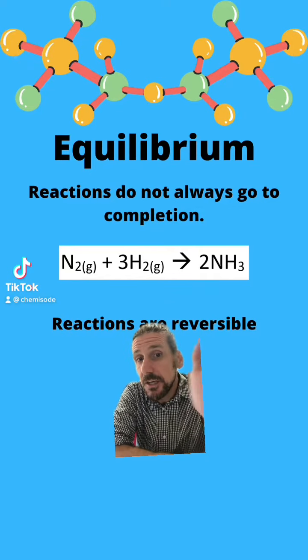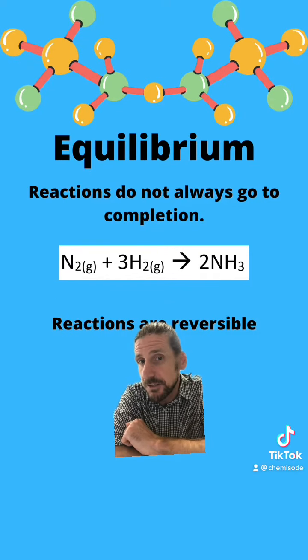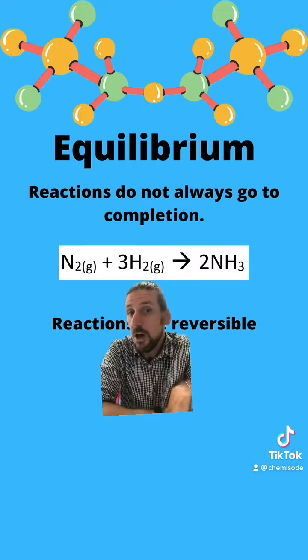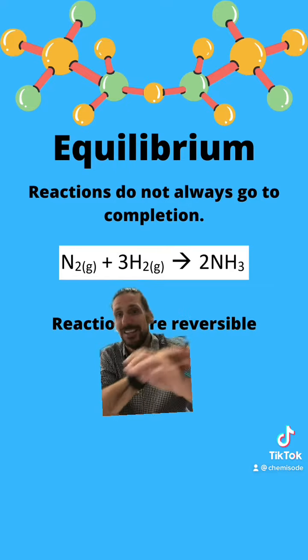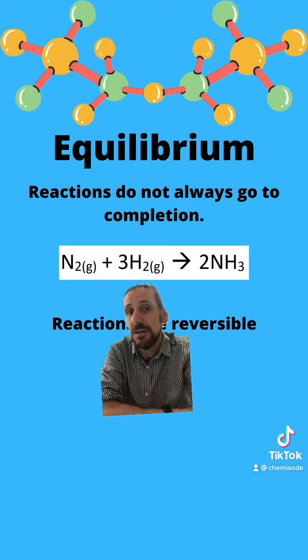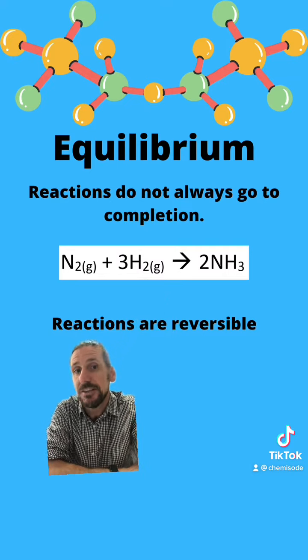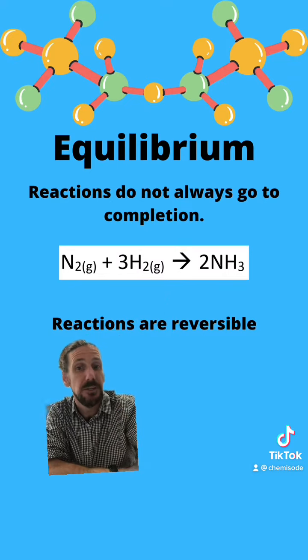In Year 12 Chemistry, you're going to learn that we've been lying to you about chemical reactions. What we've always told you is that chemical changes are irreversible, which means if you have your reactants, they react, they make your products, and that's it. But that's a lie, because in Year 12 you learn that reactions are actually reversible.